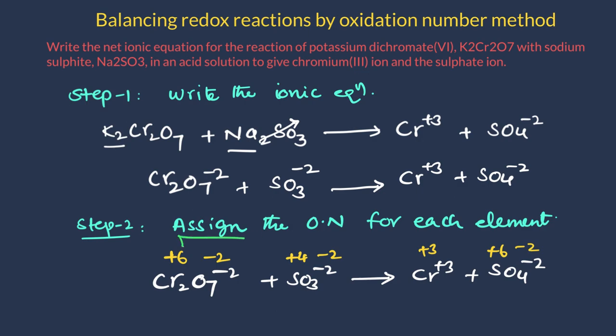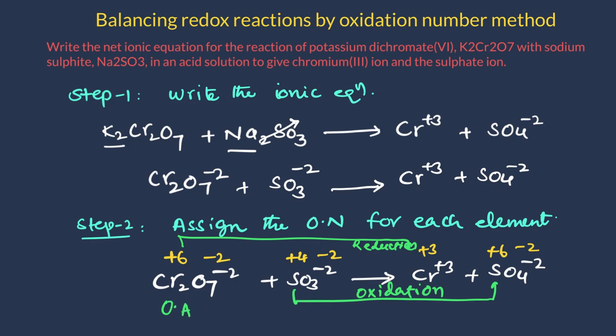Here chromium goes from plus 6 to plus 3, a decrease, therefore it is called reduction. Sulfur goes from plus 4 to plus 6, an increase, and an increase in oxidation number is called oxidation. Oxygen stays at minus 2, not changed. Therefore dichromate acts as an oxidizing agent, which undergoes reduction, and the species which undergoes oxidation is called the reducing agent. Reducing agent, oxidation; oxidizing agent, reduction.